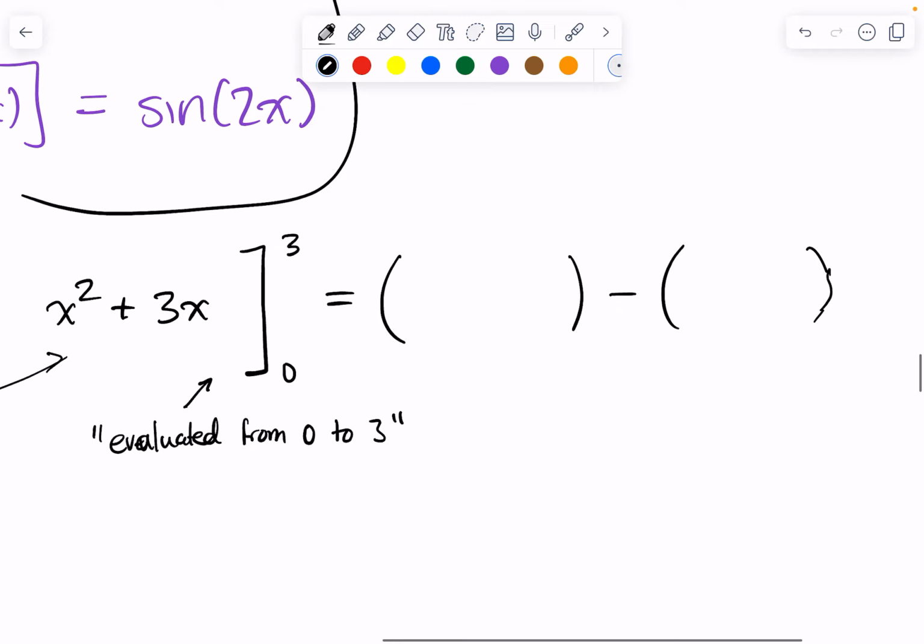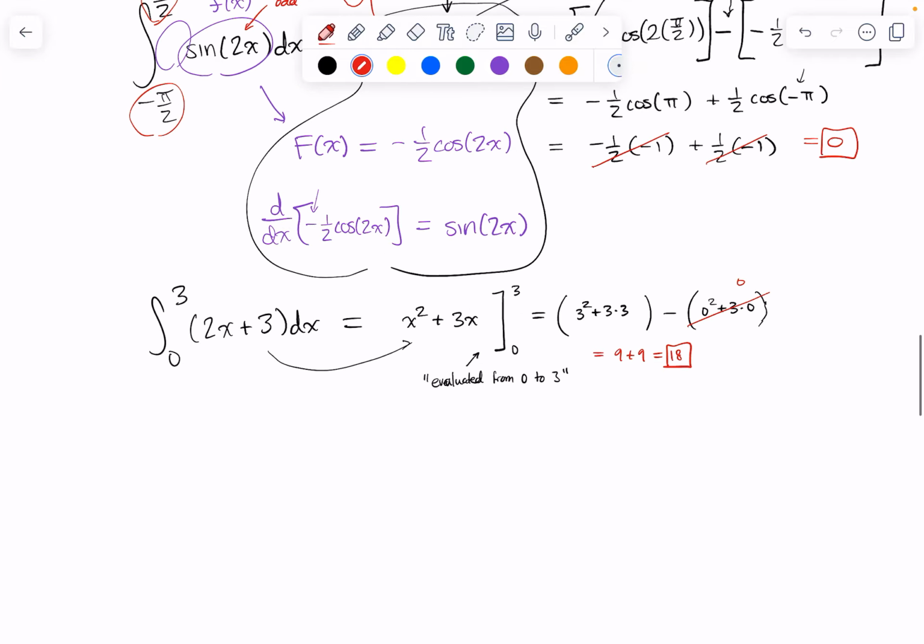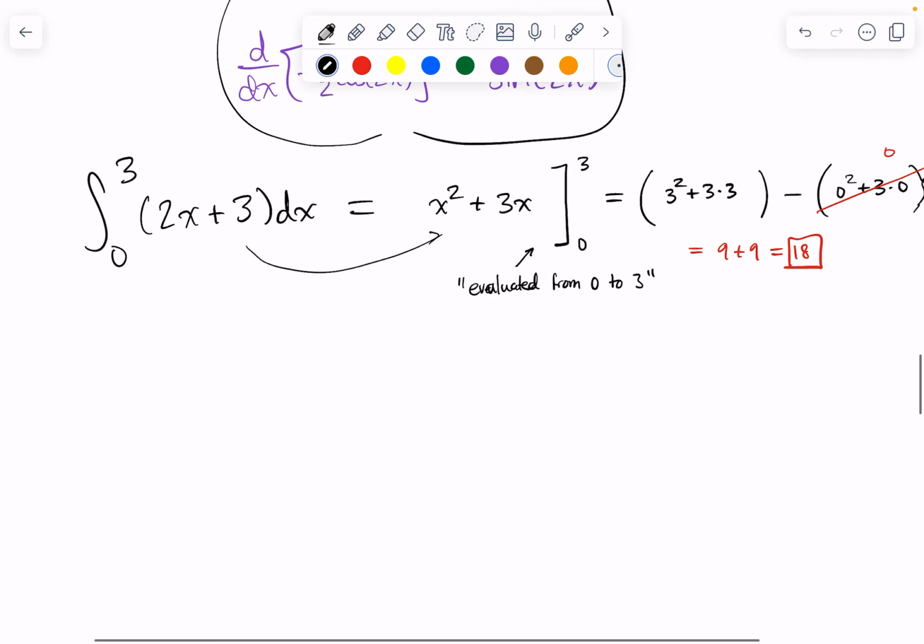So plug in 3. I get 3 squared plus 3 times 3. And then over here, I get 0 squared plus 3 times 0. That's nice. This is 0. Over here, I get 9 plus 9, which is 18. Beautiful. Let's do another one.